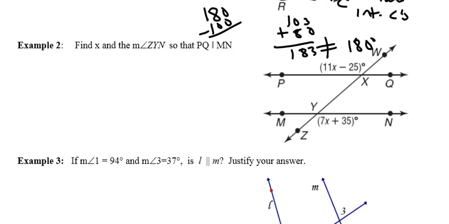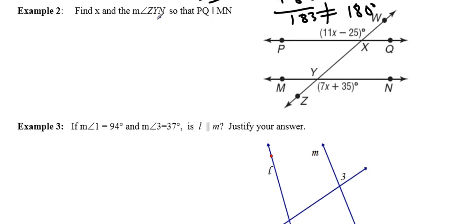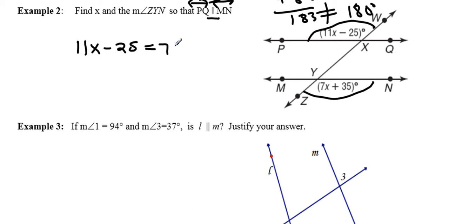The next example asks us to find x and the measure of angle ZYN so that PQ is parallel to MN. Well, if line PQ, let's put the line symbol over here, is parallel to line MN, and this angle and this angle are alternate exterior, then alternate exterior angles are congruent when the lines are parallel. So in order to make sure that these lines are parallel, we would have to set the two angle pairs equal to each other because alternate exterior angles are congruent when the lines that form them are parallel.